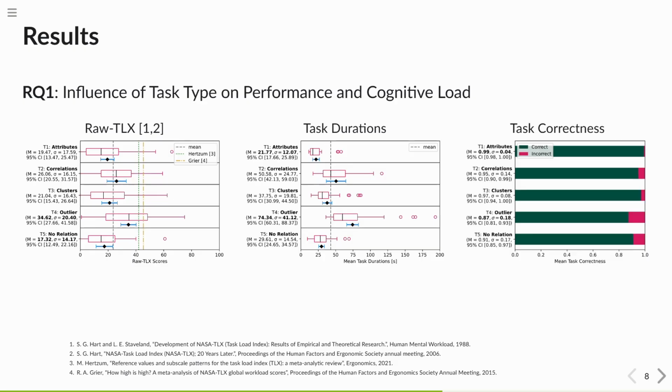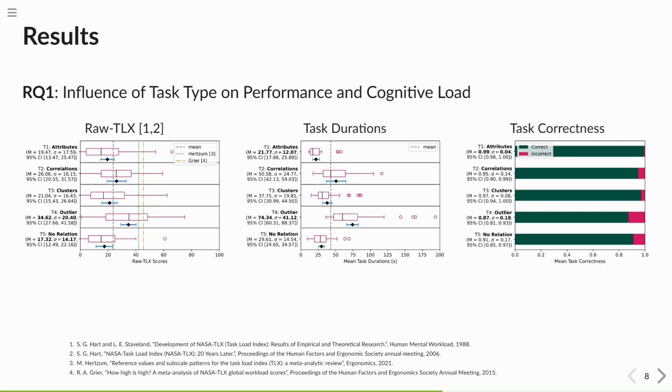The same pattern evolves for the correctness rate. While the attribute's task type has the highest correctness rate of 99% on average, the outlier task has the lowest with 87%, and therefore seems to be most challenging across all our metrics.